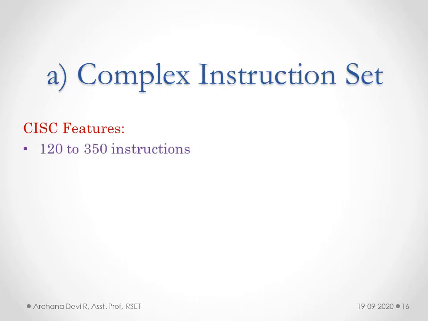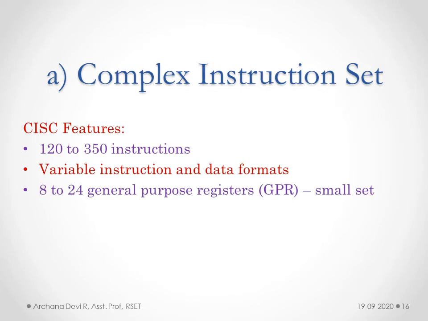Normally you will have 120 to 350 instructions in CISC, complex instructions. In CISC, variable instruction format and data formats are supported. You can have, say, a 32-bit instruction length, with one format and another format of different length, which support various types of data. Due to that, you will have variable length instructions. Now talking about general purpose registers, normally in any CISC you will have a count varying from 8 to 24, which is a small set.